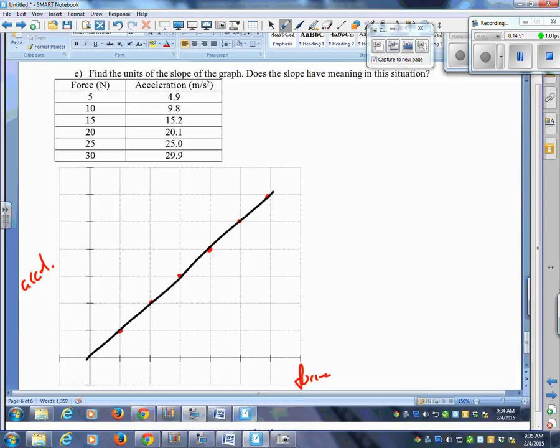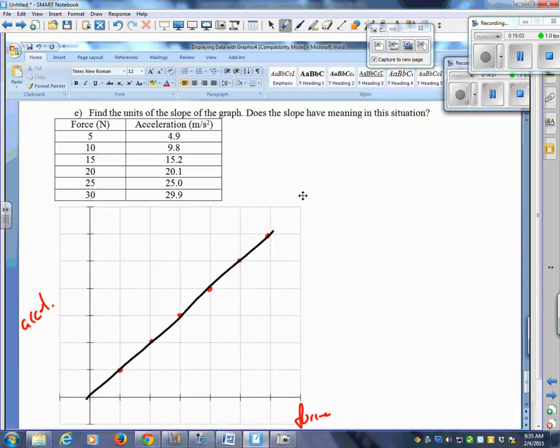you draw your straight line like that, right? It goes through 0, right? Pick any 2 points. What'd you get for a slope? 1, because it's practically 4.9 over 5 and 9.8 over 10. The slope is 1. What are the units of the slope?